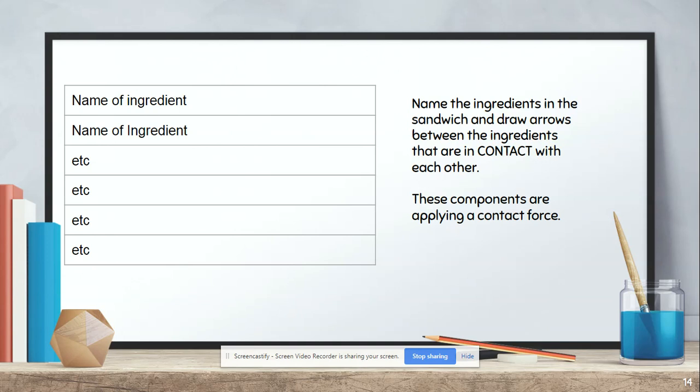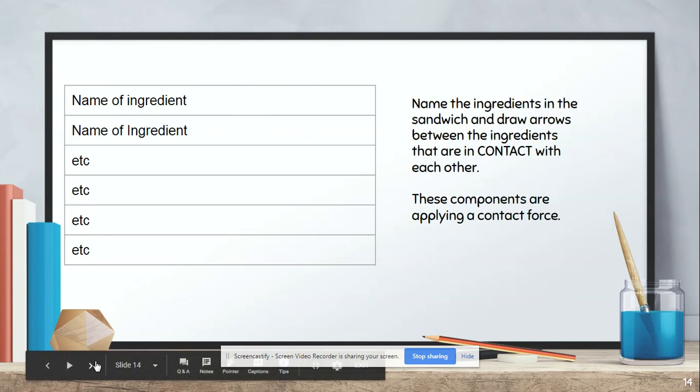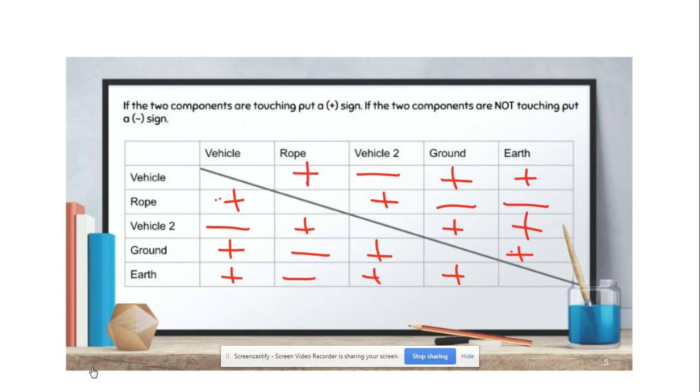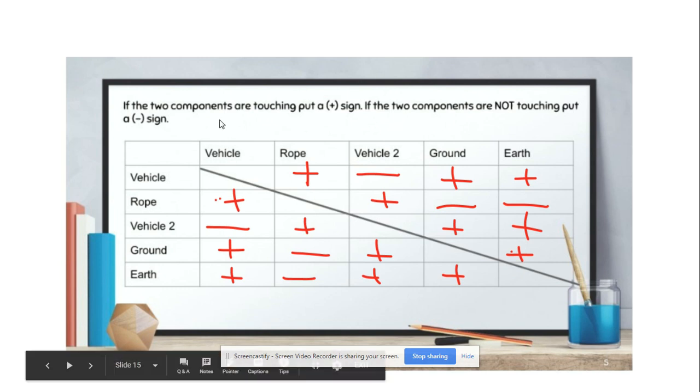But the top piece of bread and the bottom piece of bread do not touch each other, so there is not a contact force between those two. Once they've drawn the free body diagram, then they need to create the chart. Once again, instead of putting vehicle, they'll write bread. Instead of writing rope, they'll write turkey.